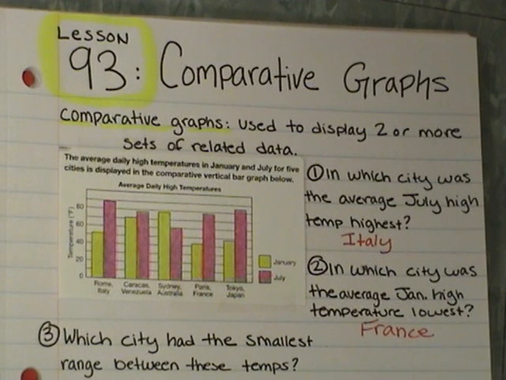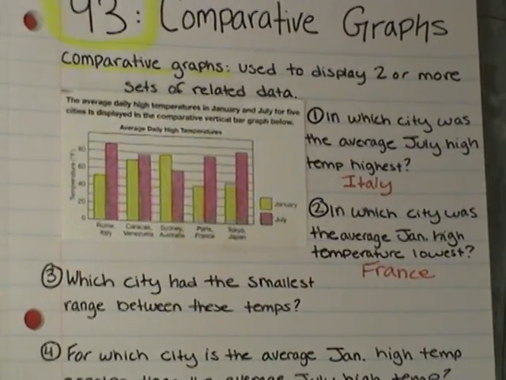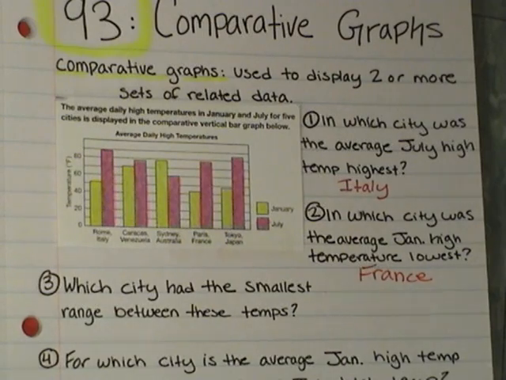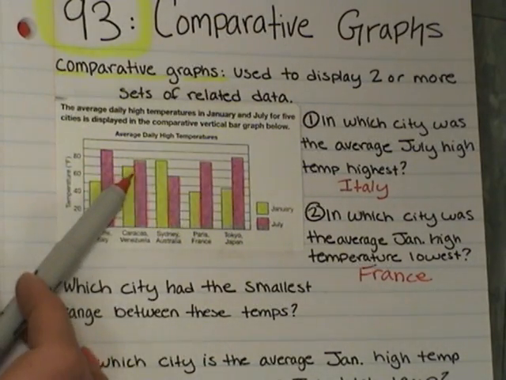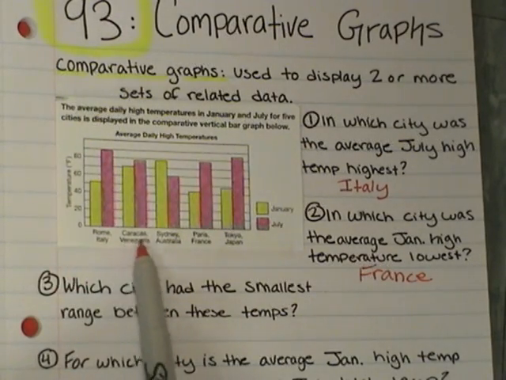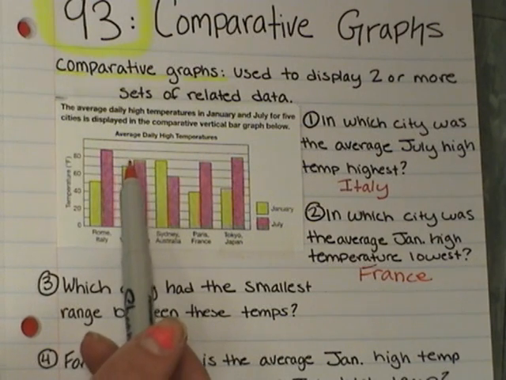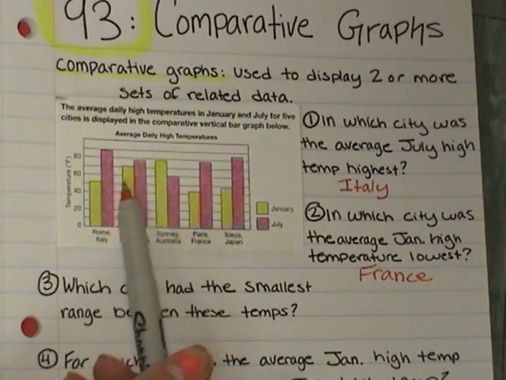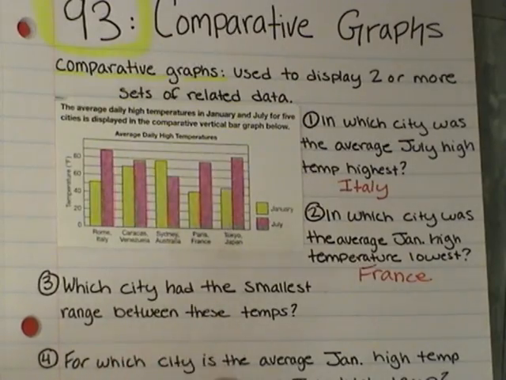Okay, and then number 3. Which city had the smallest range between these two temperatures? So what I'm talking about is their January and their July temperature. The difference between them is going to be the smallest. So their bars are either going to be pretty close to each other or almost even. So if we look, that's kind of a big gap. That's pretty close. That's a little bit smaller. It's a pretty big gap, and that's a pretty big gap. So Venezuela, that's pretty much going to be right there. There's not much of a difference between January or yellow and July or pink. So I'm going to put Venezuela.